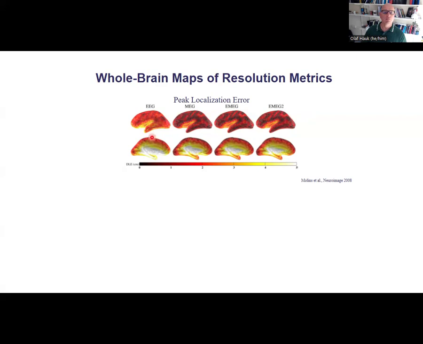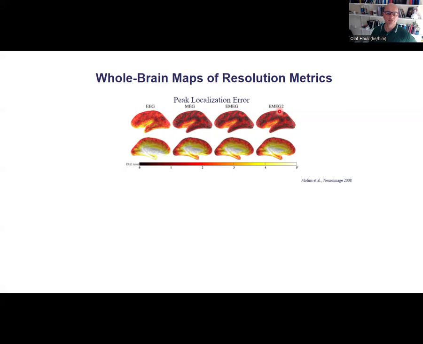And in this case, high dipole localization error obviously is undesirable. So white and yellow colors here indicate a high localization error, and darker colors a low localization error. So darker colors are better. And in this case, you can clearly see MEG compared to EEG wins, so lower localization error. But if you combine EEG and MEG, it looks very similar to the MEG alone. So in this case, adding EEG to MEG doesn't help, at least not very much. Localization error stays the same. It's mostly determined by MEG.